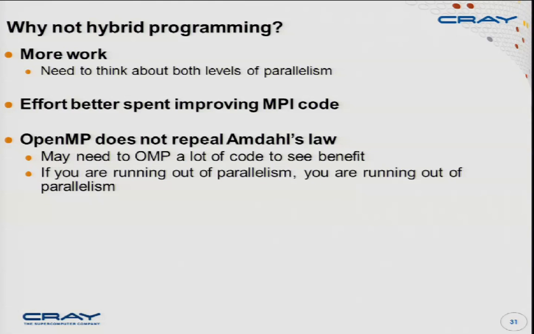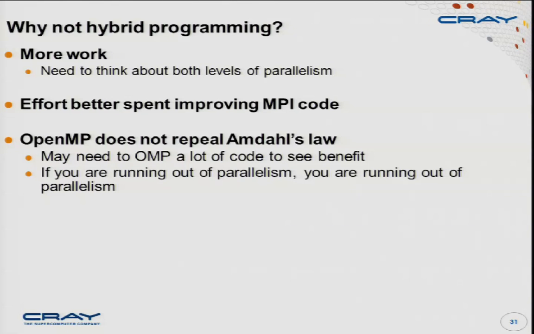Another thing is, remember, OpenMP does not repeal Amdahl's law. Assuming everyone knows what Amdahl's law is, if you've got a serial region and you are not scaling because that serial region is becoming a larger and larger portion of your time, and you cannot attack that with OpenMP, you're not going to magically run faster on that serial region.